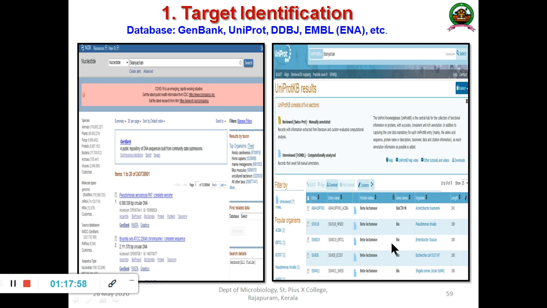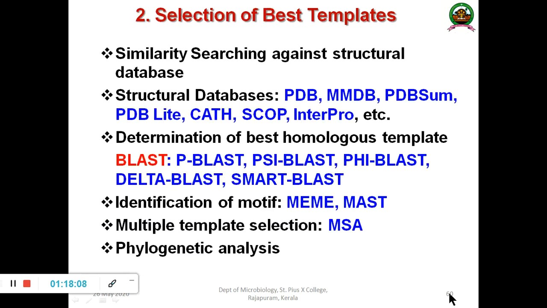So what is the target? The protein sequence for which the structure is not available, that is known as a target. Now that you wanted to model, then comes the selection of the best template. So this is the most critical step. How will you select the template?